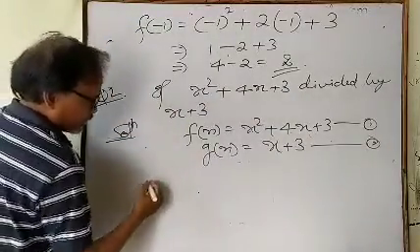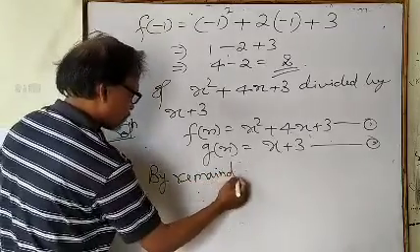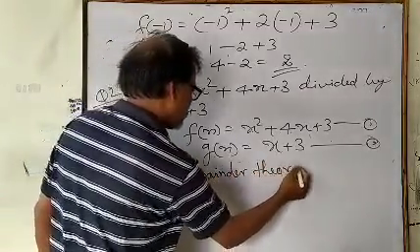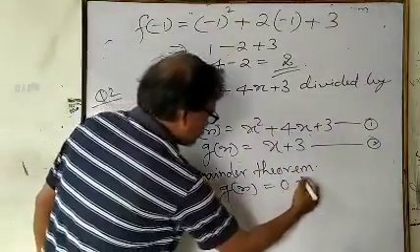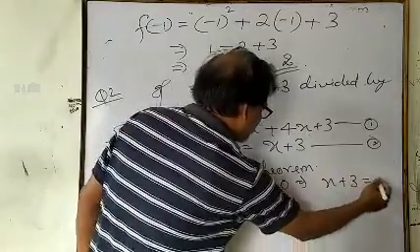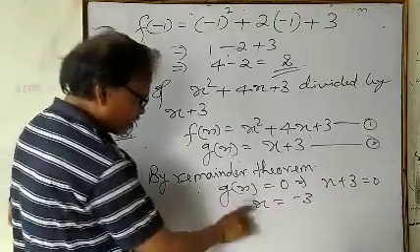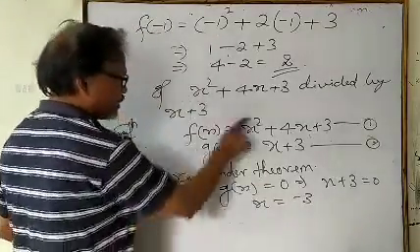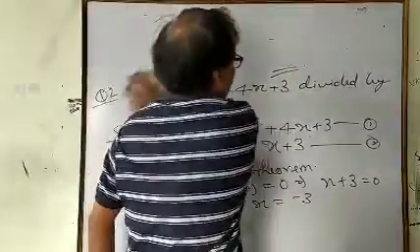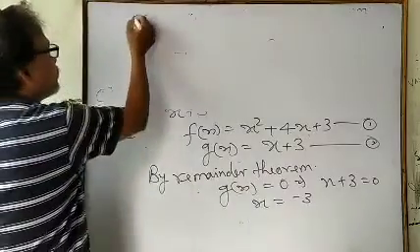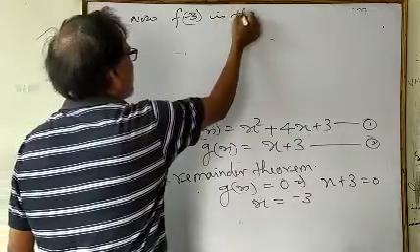Then by remainder theorem, g(x) is equal to 0. So x plus 3 is equal to 0, means x is equal to minus 3. So what is the remainder? Remainder is when you put x is equal to minus 3 here. So f of minus 3 is the remainder.